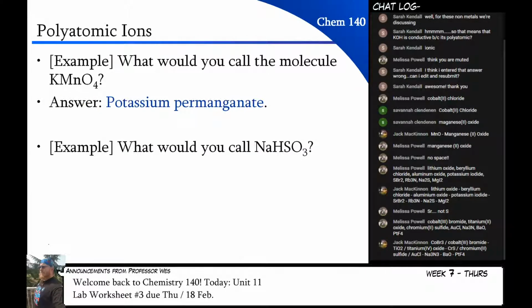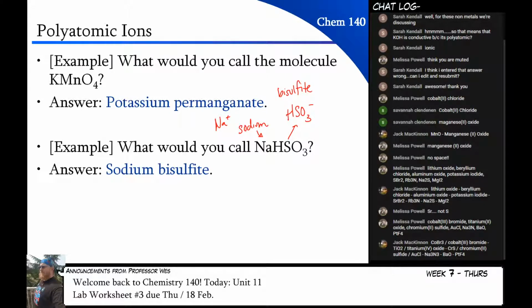How about this one? Sodium's easy, we know that. What's the rest of this, though? Well, if you look up on the chart, you'll see that HSO3- is called bisulfite or hydrogen sulfite. Either one is fine. So this is just an exercise of, do you know the names? Drop them in the box. If not, you've got to go look up the names.